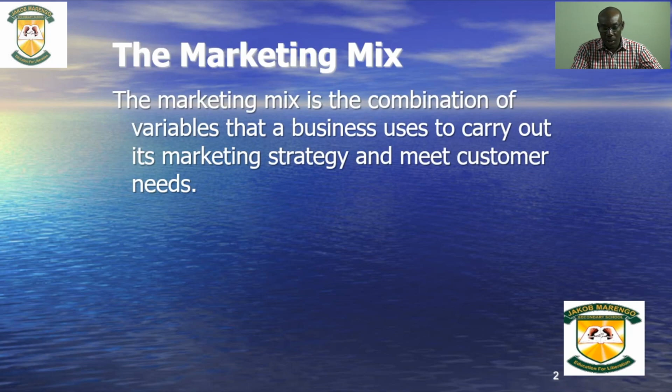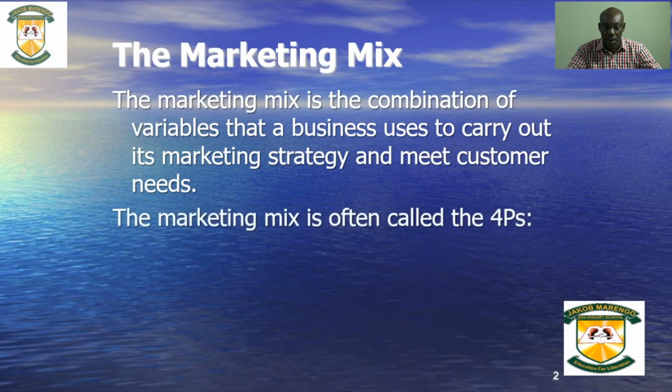Now, we are going to talk about different components or different areas of the marketing mix. But before then, you need to understand what a marketing mix is all about. A marketing mix is a combination of various variables, that is, all the things that a business needs to use to carry out its marketing strategy. Remember, one of the purposes here is to make sure that you satisfy your customer's need. So all the variables that you need to use to carry out your marketing strategies are all together known as the marketing mix.